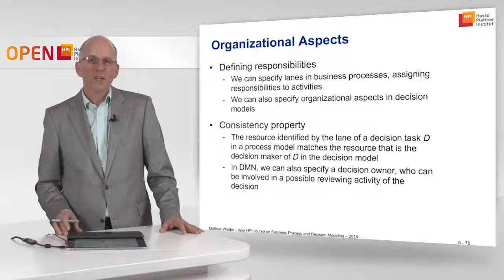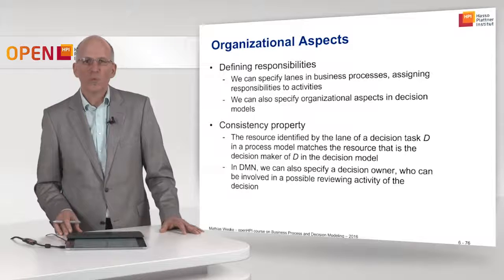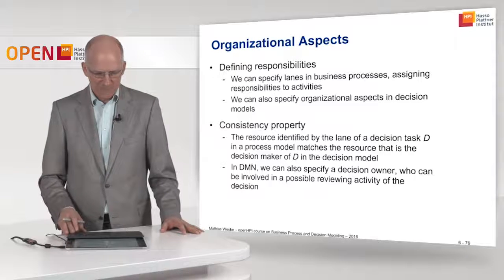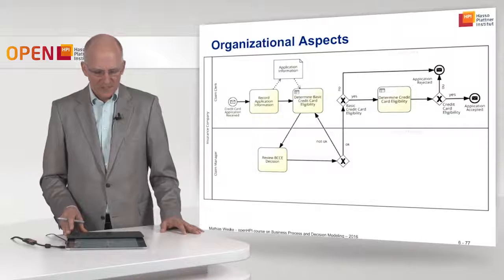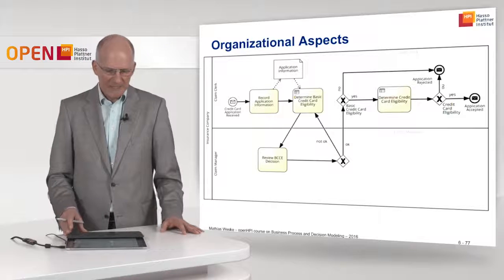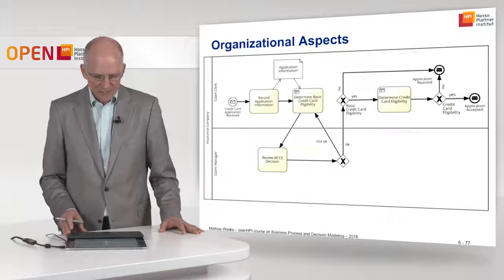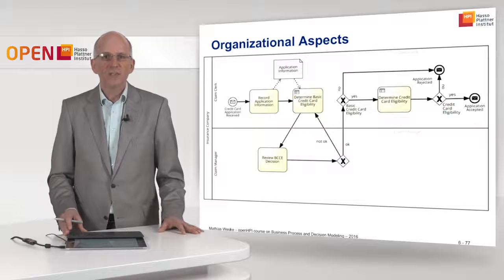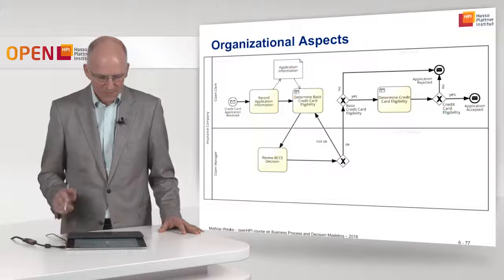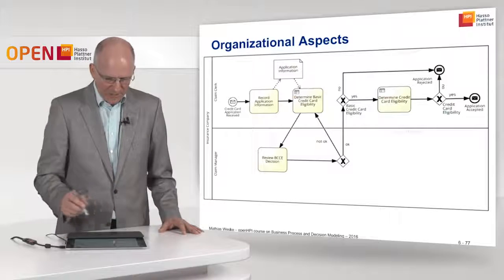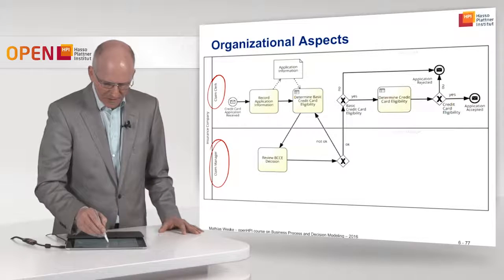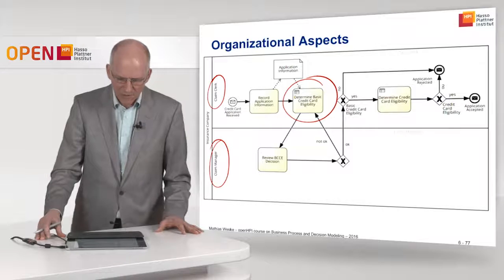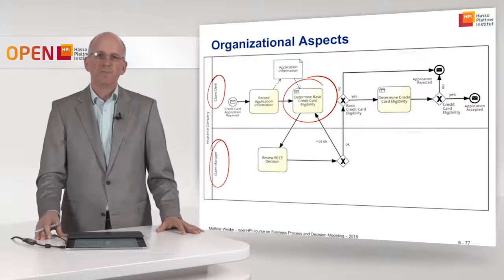In DMN, we can also specify a decision owner who can be involved in a possible reviewing activity of that decision, as a second point. Now that was a bit abstract, so let's use an example to illustrate these consistency properties in a bit more detail. And here you see a variant of the credit card eligibility process we have been talking about earlier this week. We now have two lanes with the roles claim clerk and claim manager, and still we have the determine basic credit card eligibility decision.